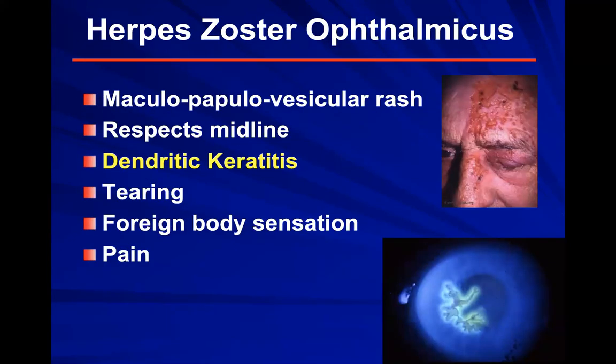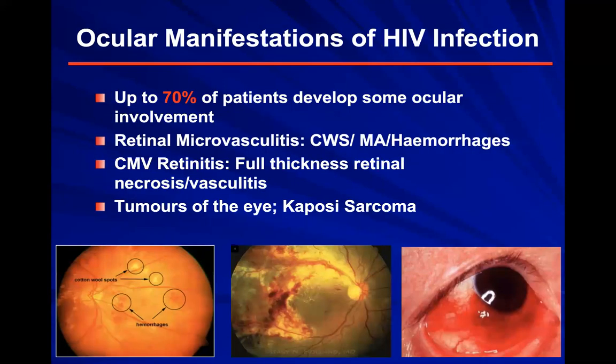Let's spend a minute or two talking about HIV, AIDS. 70% of the patients develop some ocular involvement. That is considered very high. You have, what do you get?